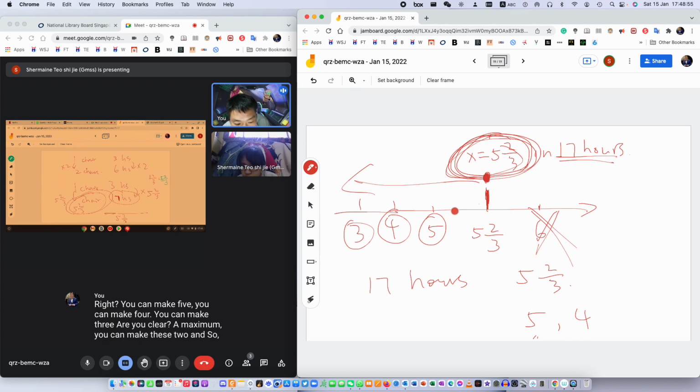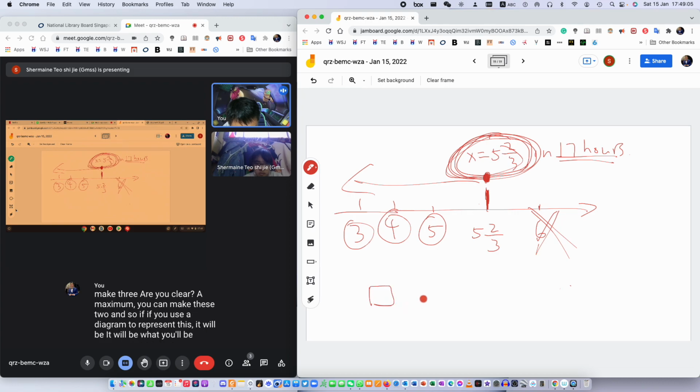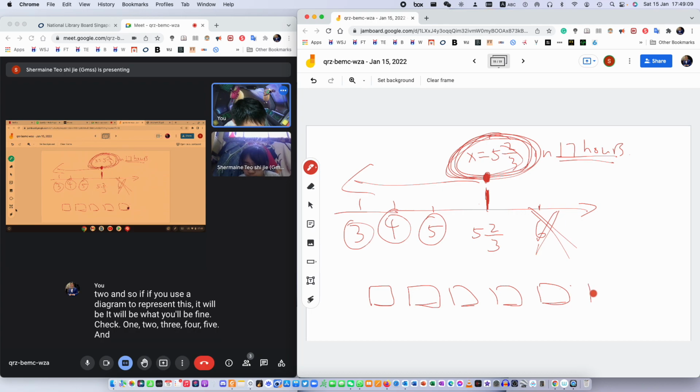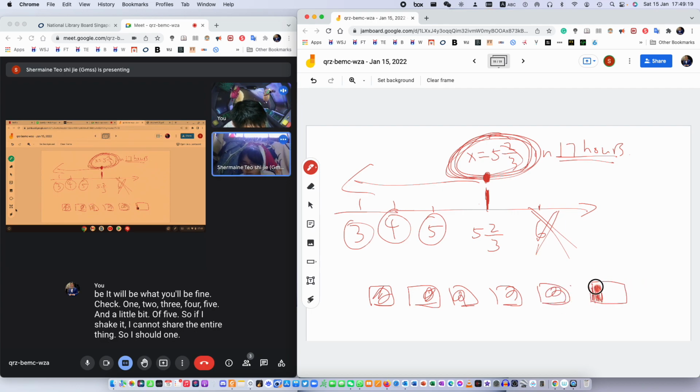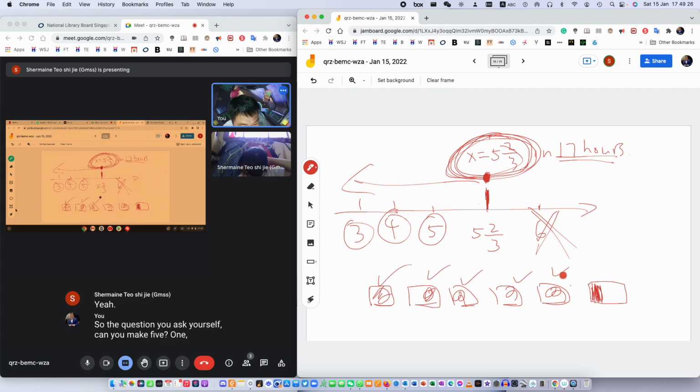So if you use a diagram to represent this, it will be 5 chairs. 1, 2, 3, 4, 5, and a little bit of another. So if I shade it, I cannot shade the entire thing, so I shade 2/3. Are you clear? So the question you ask yourself is, can you make 5? 1, 2, 3, 4, 5. Yes, I can.